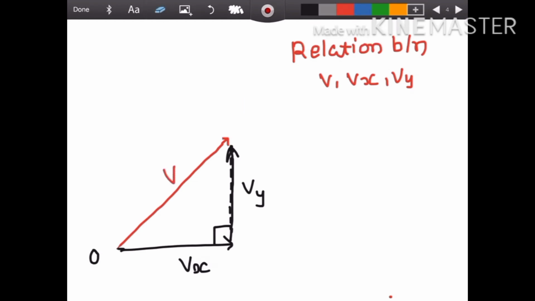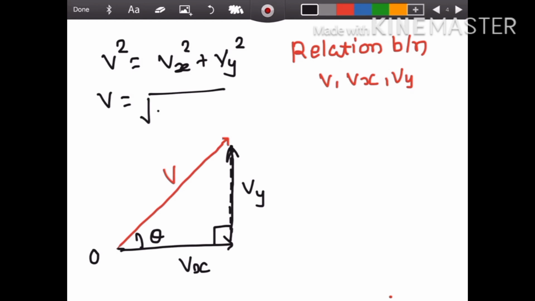Now, can you tell me, by this Pythagoras theorem, can we apply a relationship between Vx, V and Vy? This angle is given as theta. So from the Pythagoras theorem, what can we say? Hypotenuse squared is equal to Vx square plus Vy square. So V equals the square root of Vx square plus Vy square.